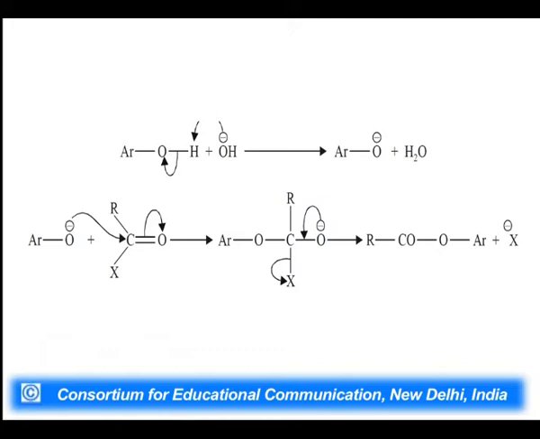In this mechanism, OH acts as a nucleophile, since we are doing the reaction in a basic medium, and it abstracts a proton from phenol to form a phenoxide ion. Now this phenoxide ion acts as a strong nucleophile, and in the second step it reacts with the carbon of the carbonyl group to give us a tetrahedral intermediate. This tetrahedral intermediate then loses a halide ion to regenerate the ester, which is the final ester product.